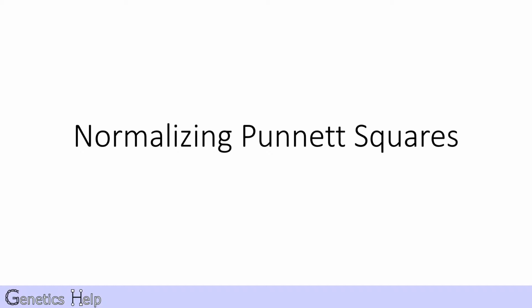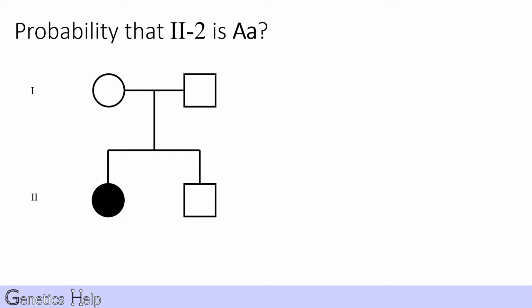Okay, hi everyone. I'm going to be talking about how to normalize Punnett squares when one of our genotypes we know is not being exhibited in the phenotypes. So let's just start with a very quick, easy problem here. We're going to look at the probability that this individual 2-2, that's this male, is heterozygous.